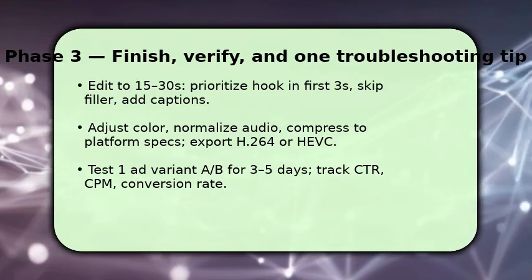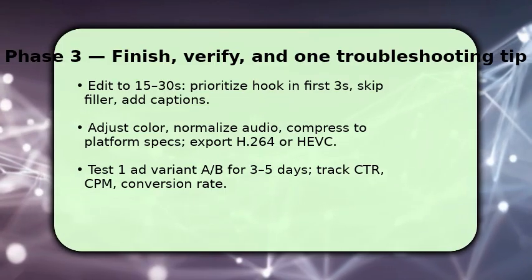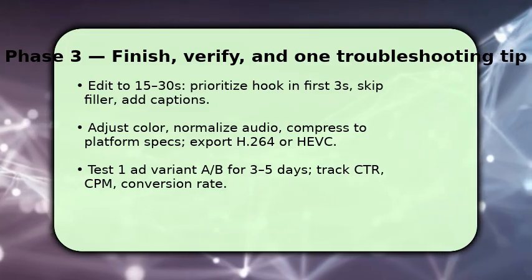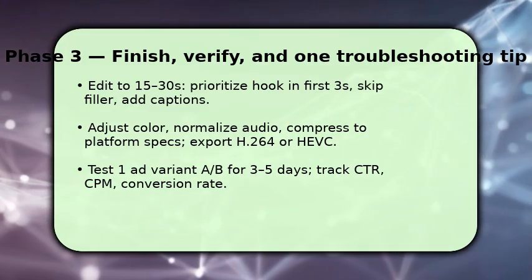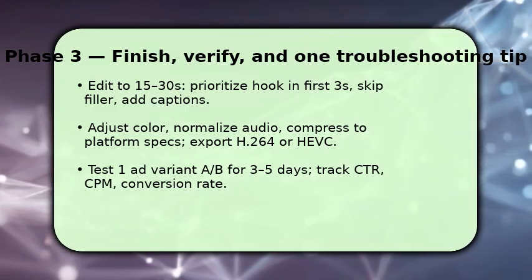Once live, run 2 variants for 3 to 5 days and monitor CTR, CPM, and conversions. If performance stalls, swap the opening 3 seconds or simplify the CTA. That fixes most engagement issues.